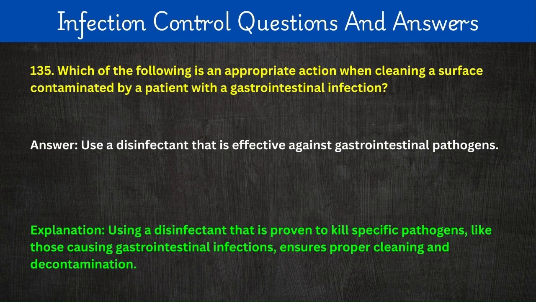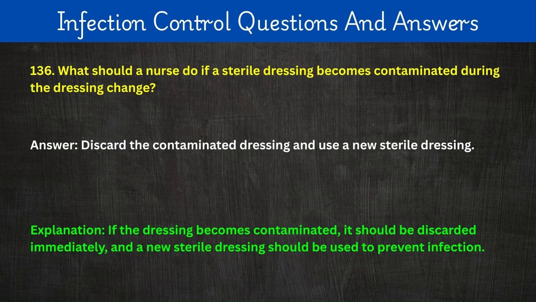135. Which of the following is an appropriate action when cleaning a surface contaminated by a patient with a gastrointestinal infection? Answer: use a disinfectant that is effective against gastrointestinal pathogens. Explanation: using a disinfectant that is proven to kill specific pathogens, like those causing gastrointestinal infections, ensures proper cleaning and decontamination.